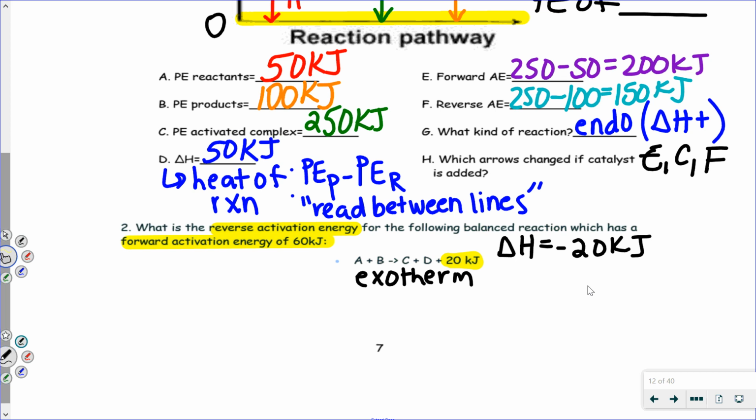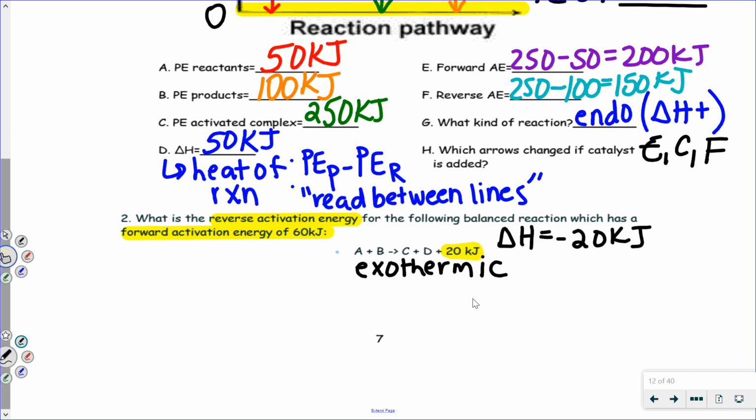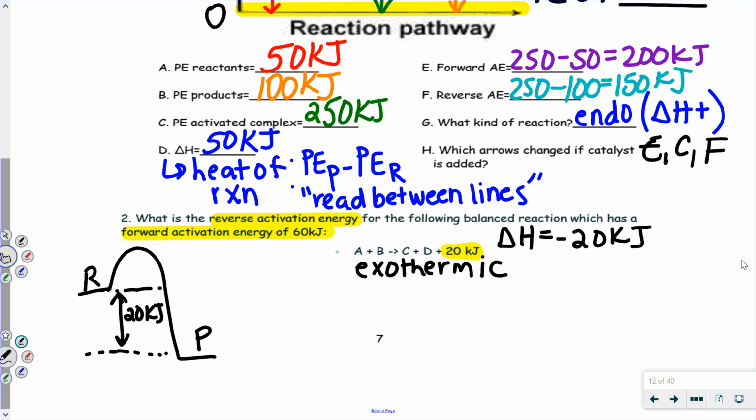When we actually draw this, we need to know this is an exothermic reaction. All right, so I'm going to do a little sketch of this. Okay, so remember, exothermic reaction, think about exiting a slide. It's higher reactants, and then you have a lower product. So this is exothermic. Okay, we can actually start labeling this. We know that the heat of the reaction is going to be negative 20 or 20. So I can actually, remember the delta H, we read between the lines. So this distance right here is 20. Those are horrible arrows. Here's my delta H is 20.